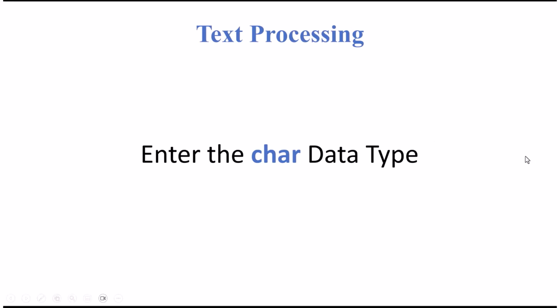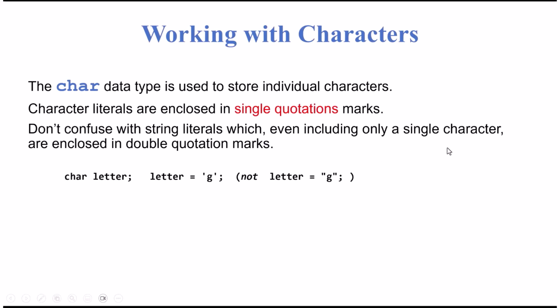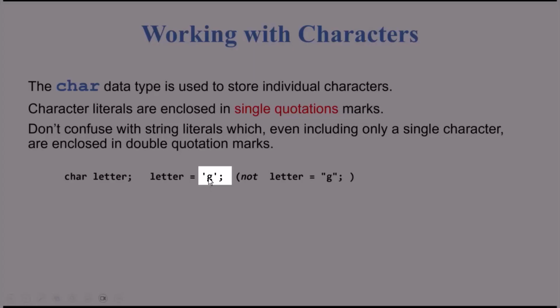Let's take a look. If we look at the character data type, it is used to store individual characters. Character literals are enclosed in a single quotation mark. It's important to think of this thing right here, and do not confuse string literals, which even including a single character are enclosed in double quotes. So this is a character data type right here, and this is a string data type right here. Notice the single quotes, notice the double quotes.